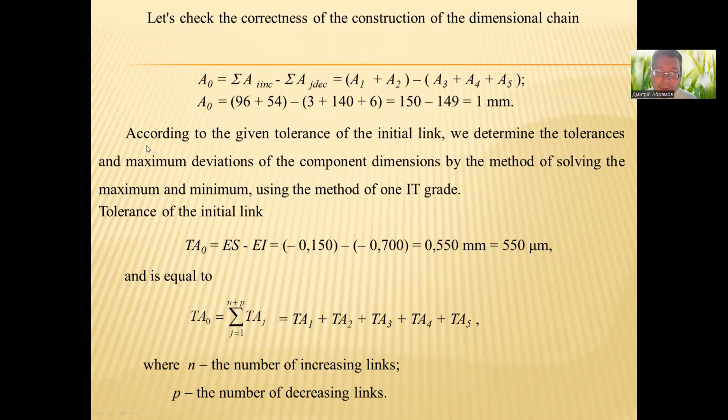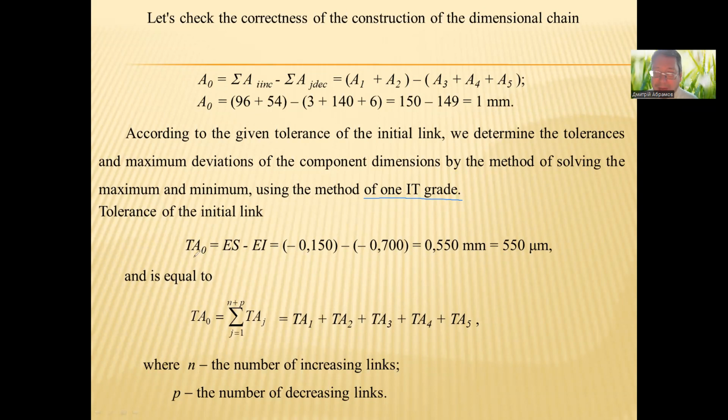According to the given tolerance of the initial link, we determine the tolerances and maximum deviations of the component dimensions by solving the maximum and minimum using the method of one IT grade. It's the method of one IT grade. Tolerance of the initial link.